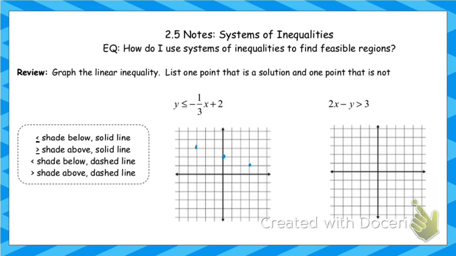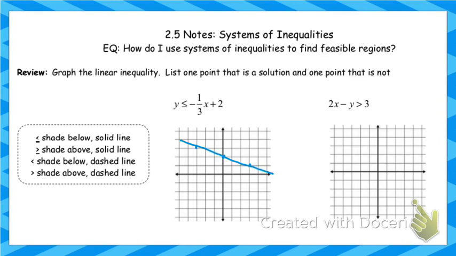And then what I need to consider on my line: if I have a greater than or less than symbol and it does not have the or equal to, I'm going to use a dashed line instead of a solid line. If it's going to be an or equal to, then I will use a solid line. So in this case, since it's y is less than or equal to, I'm going to use a solid line here. Then the other thing we need for an inequality is shading.